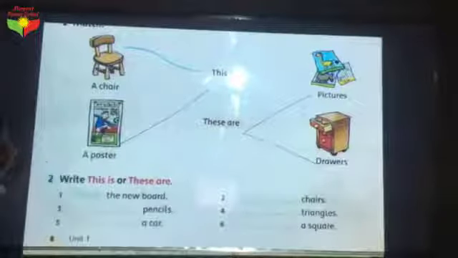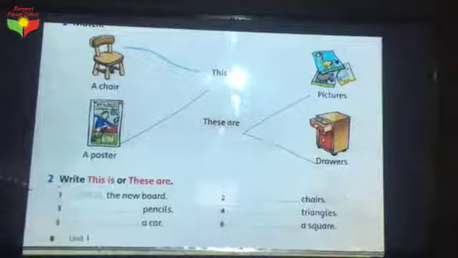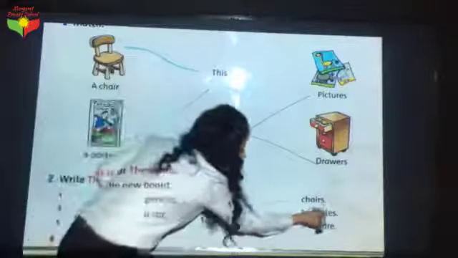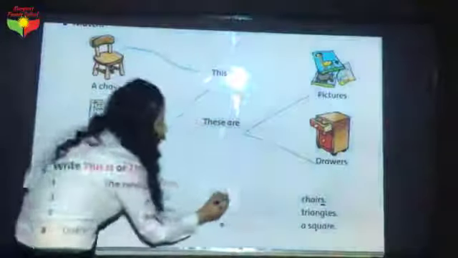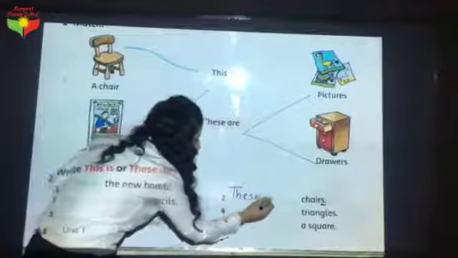Because we have only one board, that is why we should write this is. Look at the second one. Chairs. Look at this S. It means that we have more than a chair. That is why we should write these are.